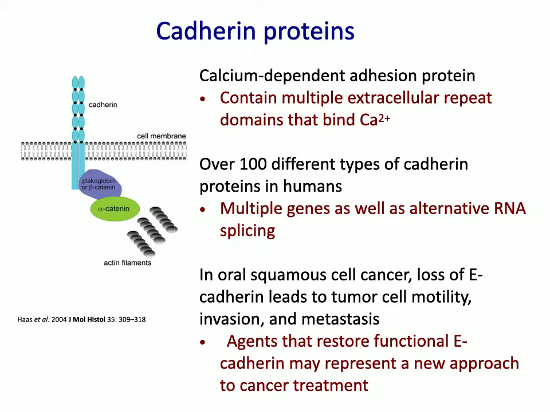Loss of epithelial cadherins can play a role in oral squamous cell cancer, as those cells then become less able to adhere to their neighboring cells. Without that epithelial cadherin, they're more likely to break off, and this leads to invasion and metastasis of the cancer. And for this reason, researchers are looking into agents that restore functional E-cadherin as a way to treat these types of cancer.